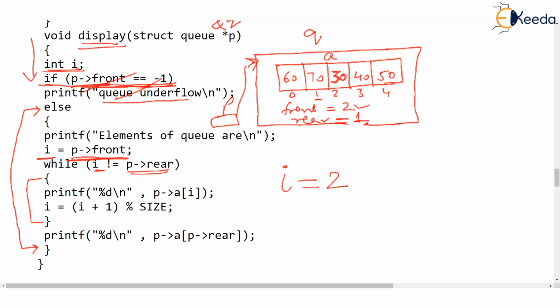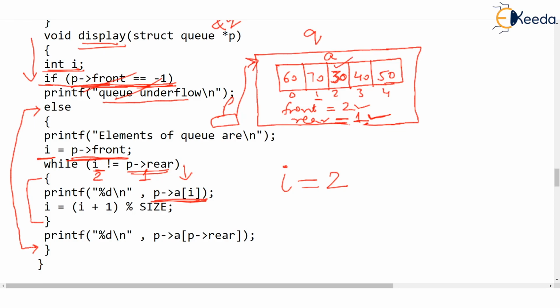Now I is 2, isn't it? And P arrow rear, observe the box. P arrow rear is 1. So 2 not equal to 1 is true. It means that the while will continue as long as I does not reach rear and I is far from rear. So the loop will continue. And when the loop runs, we are printing P arrow A[I], that is A[2]. So 30 will get printed.